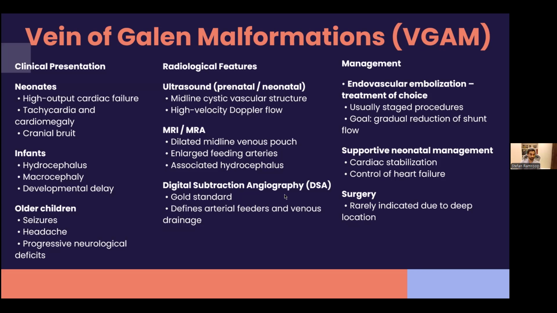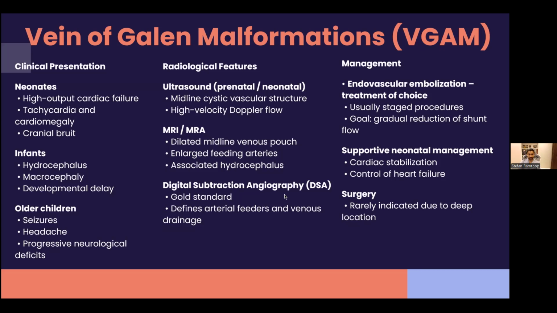And you can sometimes get a cranial bruit on examination. In infants, the dominant manifestations are typically related to venous hypertension as well as impaired cerebrospinal fluid dynamics. So often these kids will develop hydrocephalus and progressive macrocephaly due to impaired CSF absorption and venous congestion. Developmental delays may also occur due to chronic cerebral hypoperfusion and venous hypertension. Older children, on the other hand, may present with seizures, headaches, or focal neurological deficits.